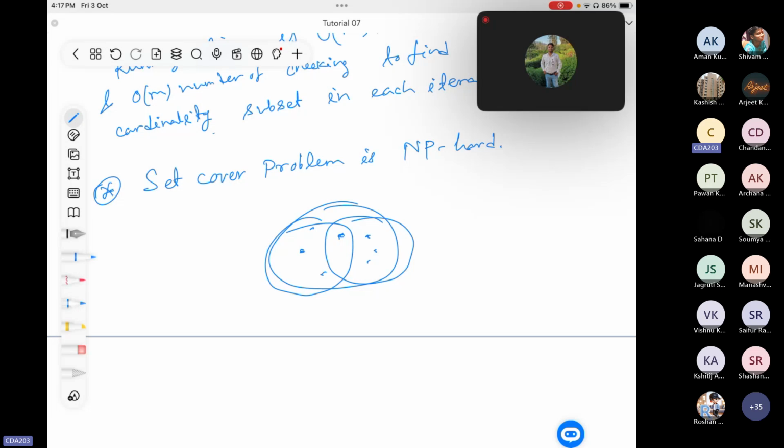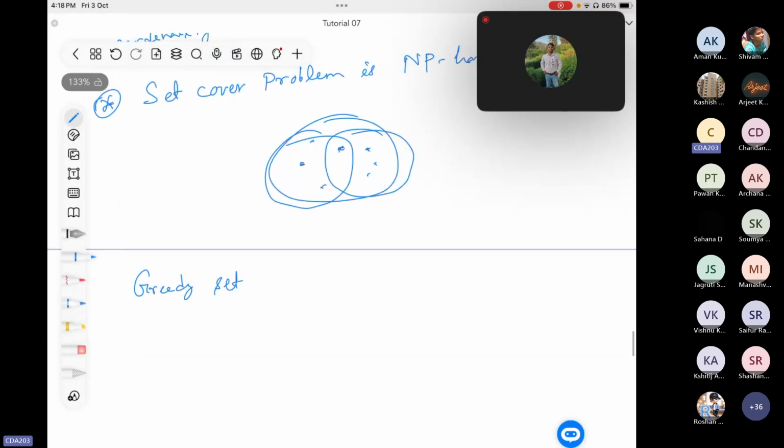The implication of this algorithm is huge, because the factor is not that large. The factor is some log n. Next, I'm going to cover the greedy set cover problem. It's a log n approximation algorithm.